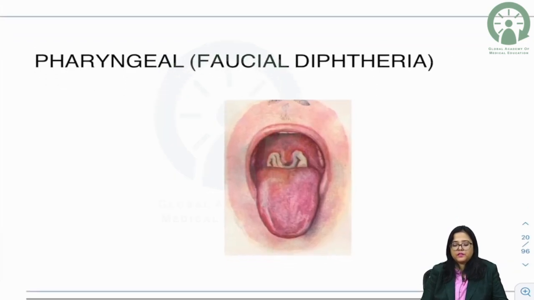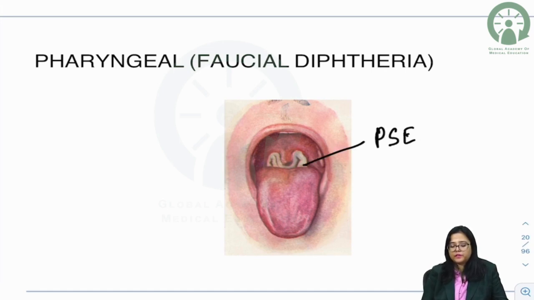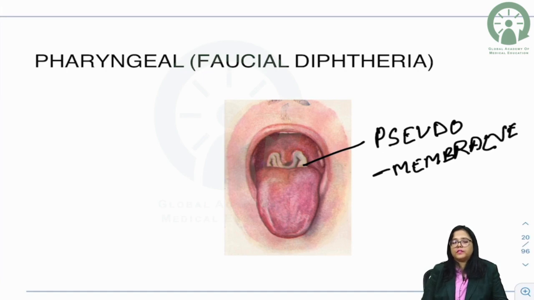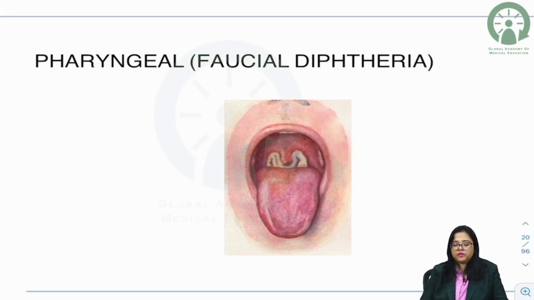So this is a case of pharyngeal or faucial diphtheria, and we can see that there is a large thick pseudomembrane, and this pseudomembrane is responsible for the toxicity, and it may also cause obstruction to the respiratory passage, which may lead to immediate tracheostomy to save the patient. So this is pharyngeal faucial diphtheria.